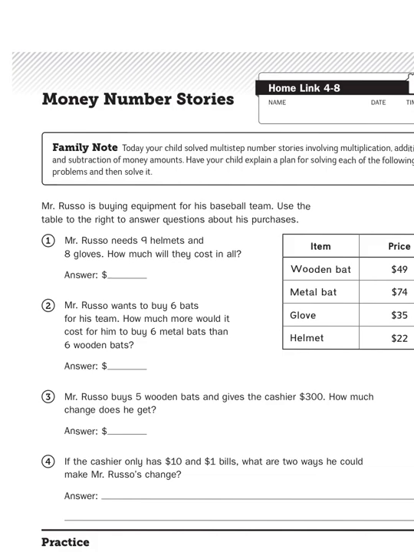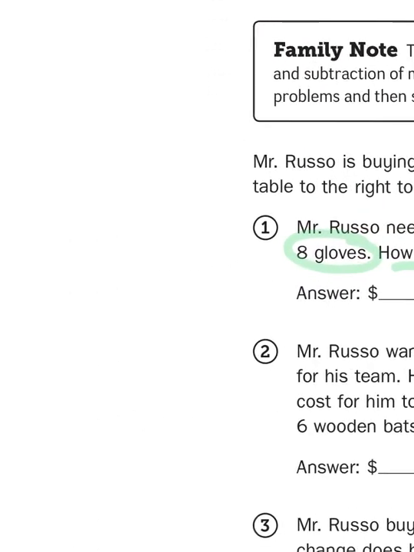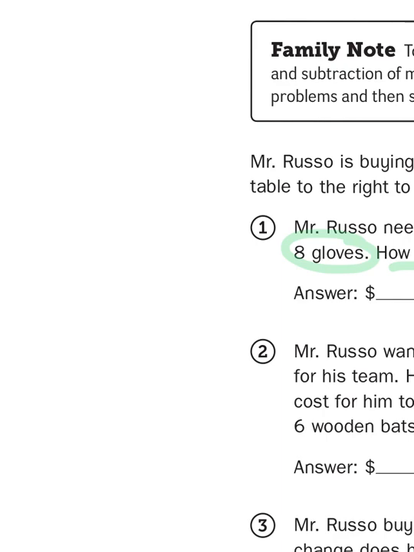Okay, taking a look at that problem requires me to do 2 calculations. I need to figure out the price of 9 helmets, and I need to figure out the price of 8 gloves, and then I need to add those 2 amounts together because it says in all. Okay, so let's break it down. A helmet costs $22, and I need 9 of them. So I gotta multiply 9 times 22.